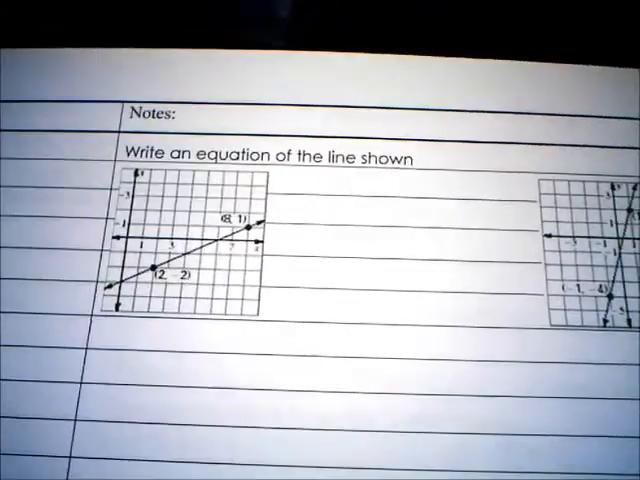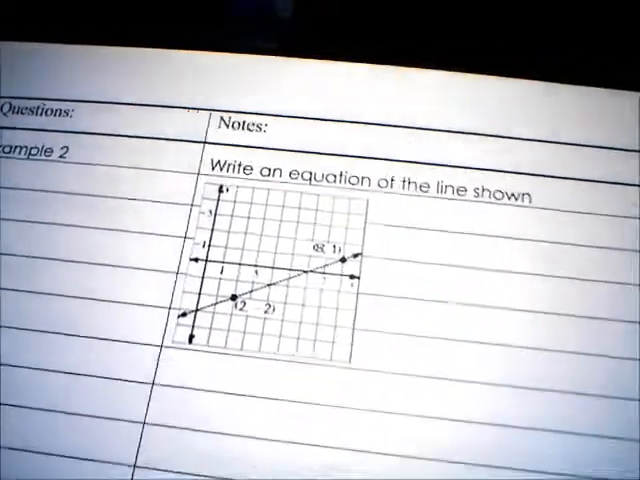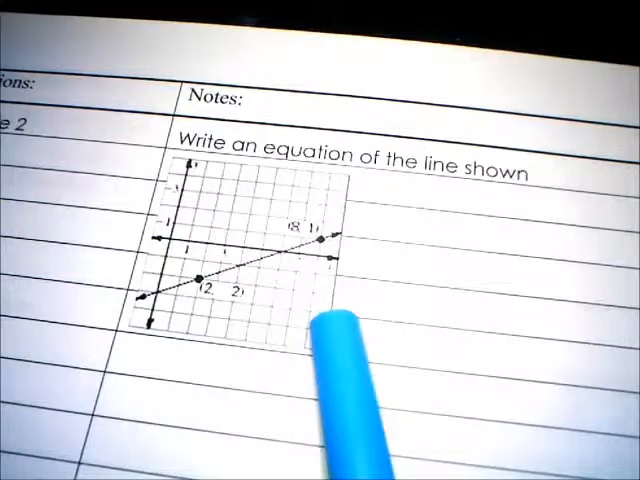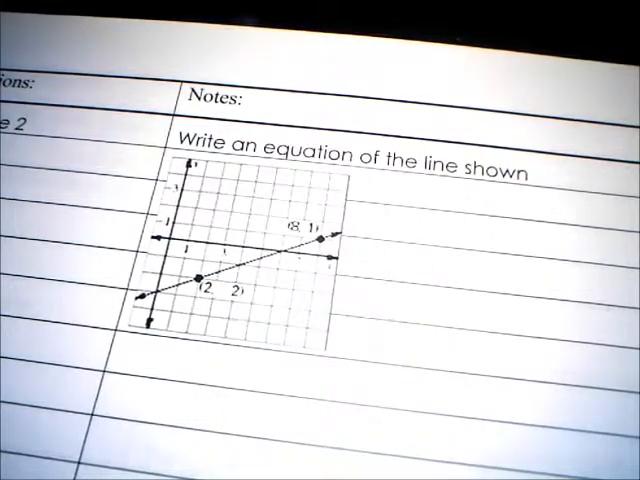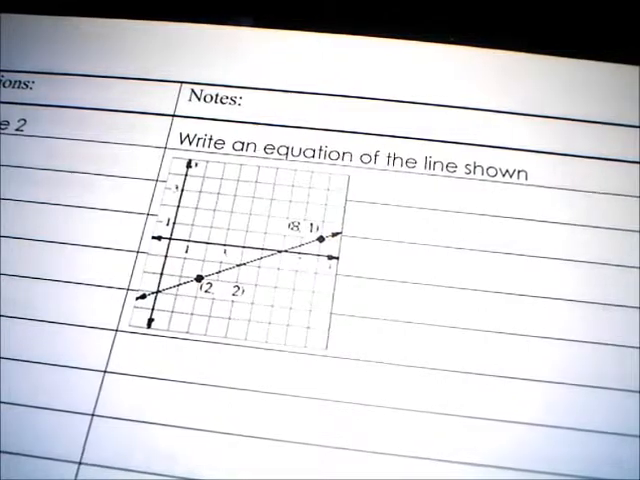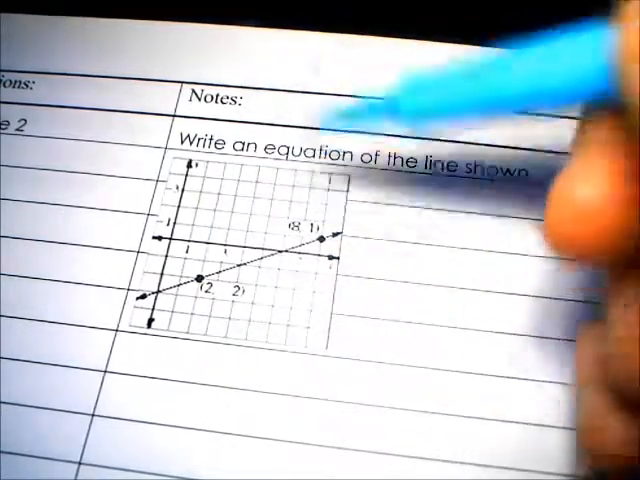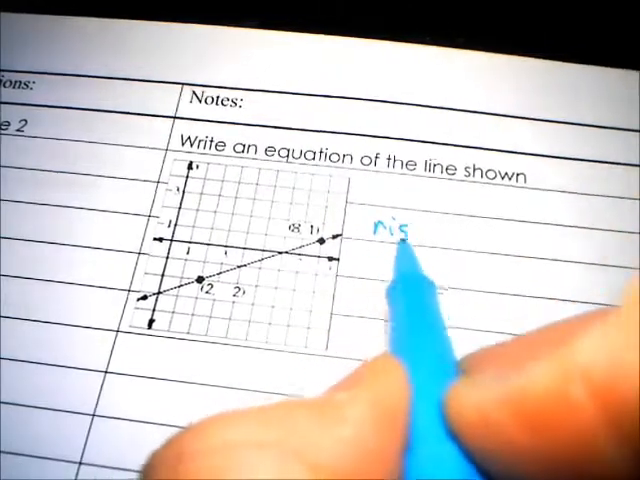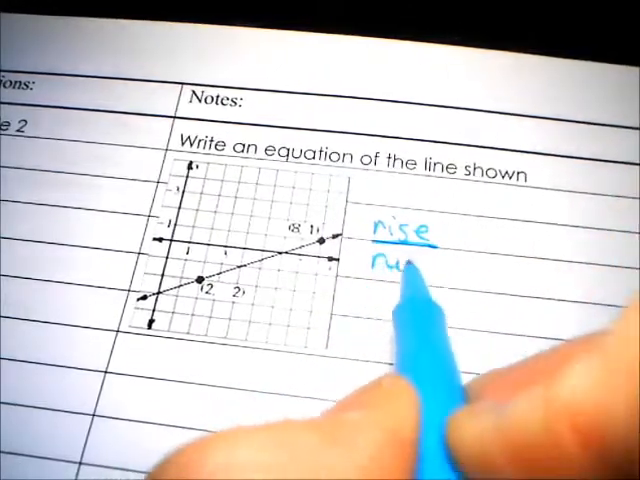Okay, turn the page over. In example 2, they give us pictures. If I look at the first problem, I have to find the slope, which they give me a picture, so I can actually do rise over run for my slope since I have a picture.